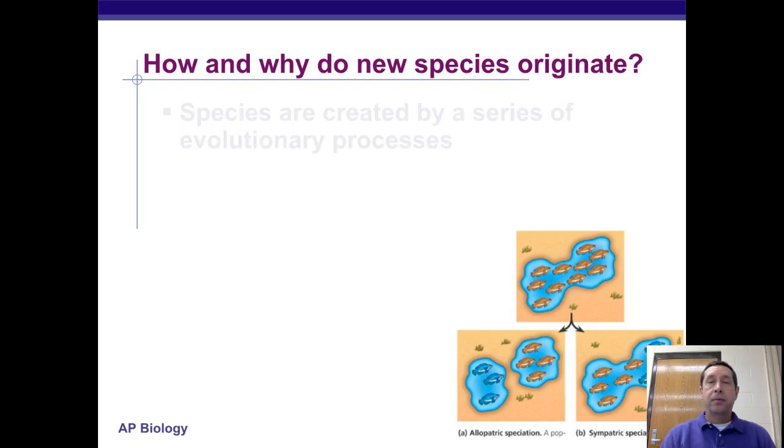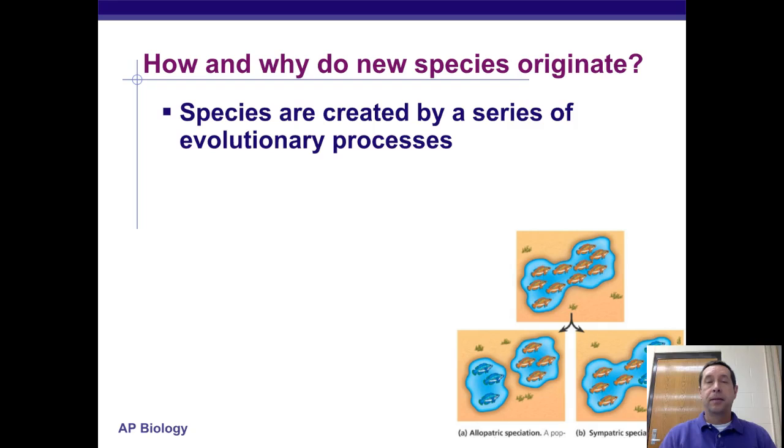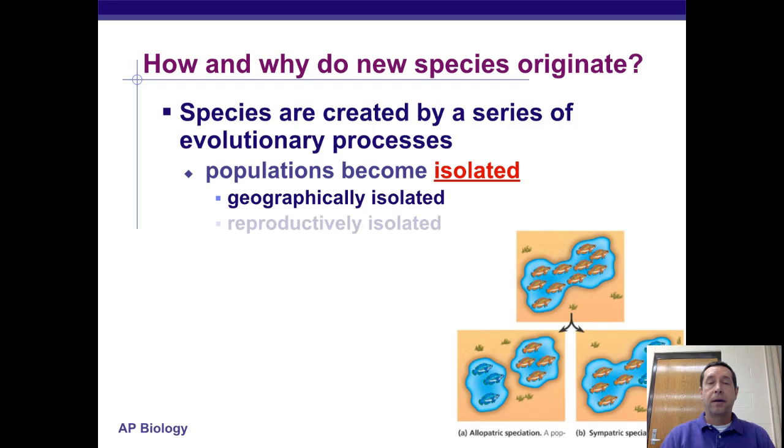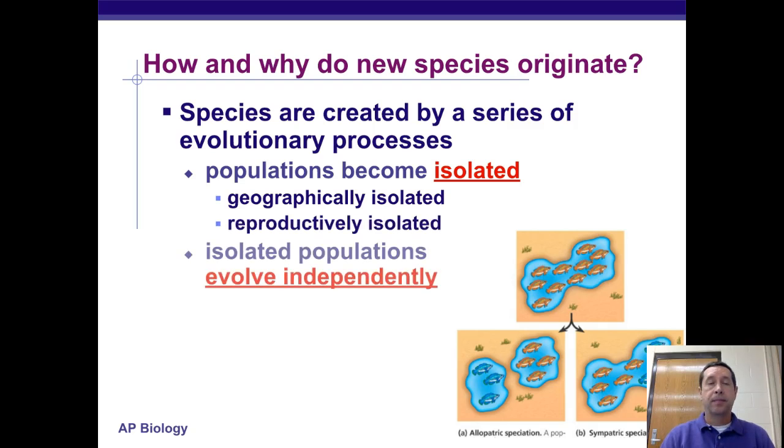So how and why do new species originate? Species are created by a series of evolutionary processes. The population becomes isolated for some reason. You can see in the picture the pond has split into two separate pools. So again, something has to isolate members of the population into different groups. Could be geographic isolation, like in the first picture on the left there. Could be reproductive isolation that's going on in the second picture there.